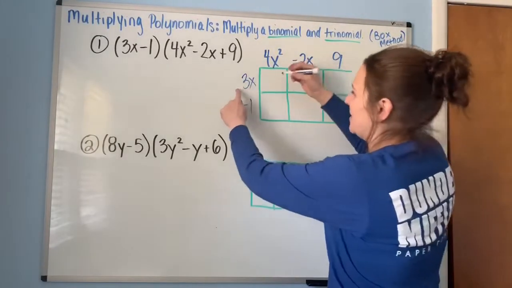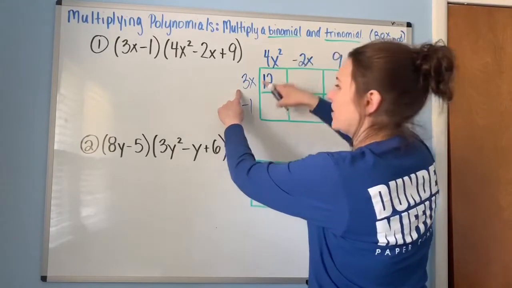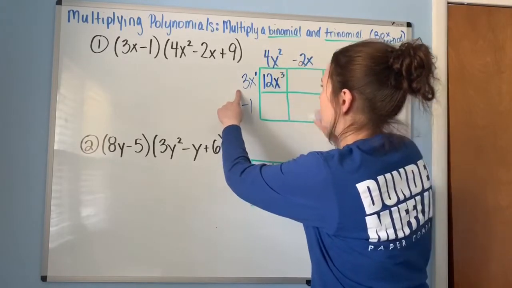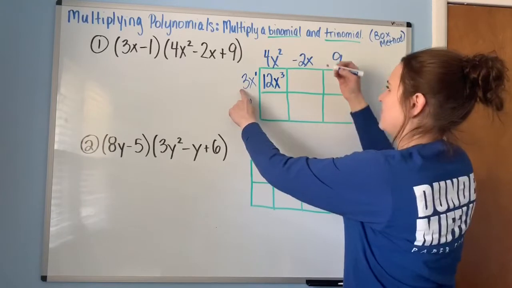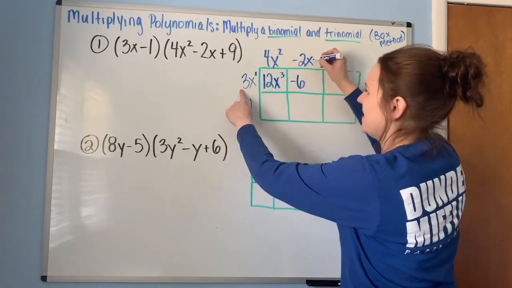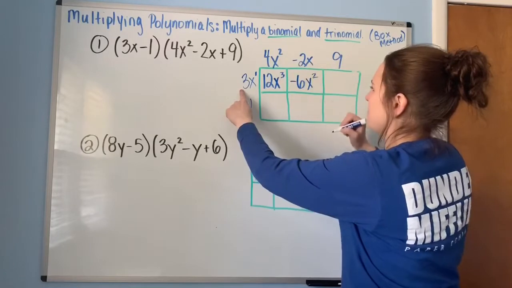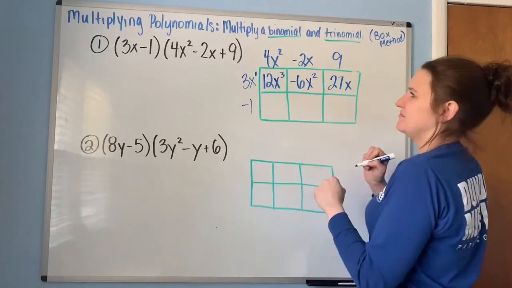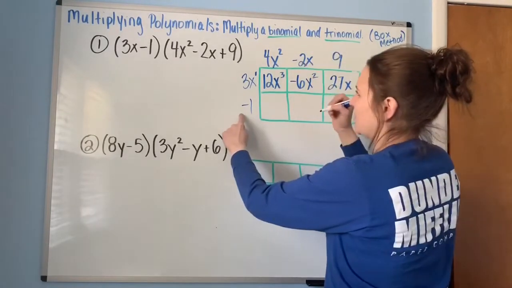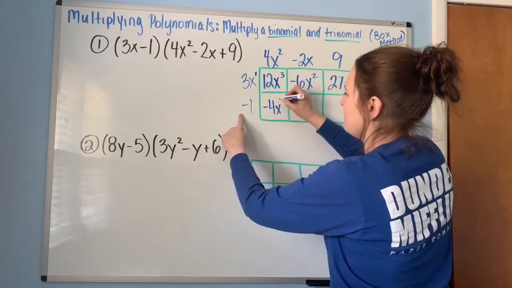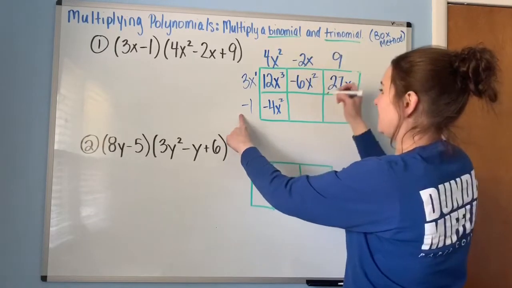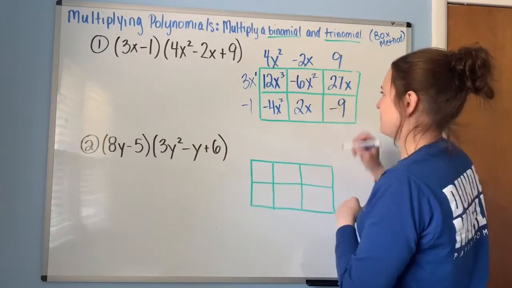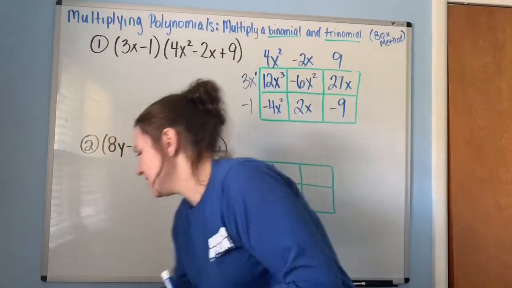4 times 3 is going to give me 12. X squared times x, remember, this has the exponent of 1 there, so you're going to add those and get x to the 3rd. Next term, 3 times -2 gives me -6. X times x gives me x squared. 3 times 9 gives me 27. I'm going to bring my x. All right, bottom row. -1 times 4x squared is -4x squared. -1 times -2x is a positive 2x. -1 times 9, -9.